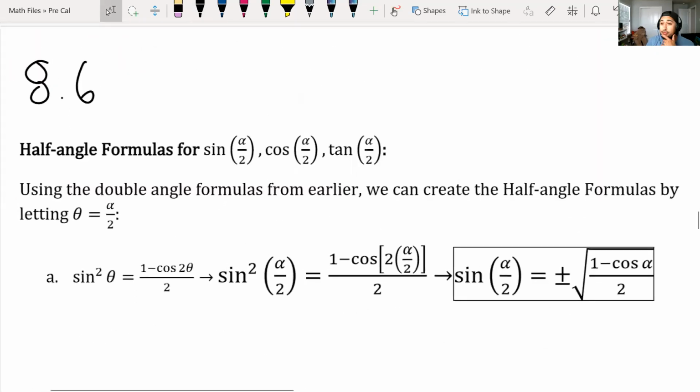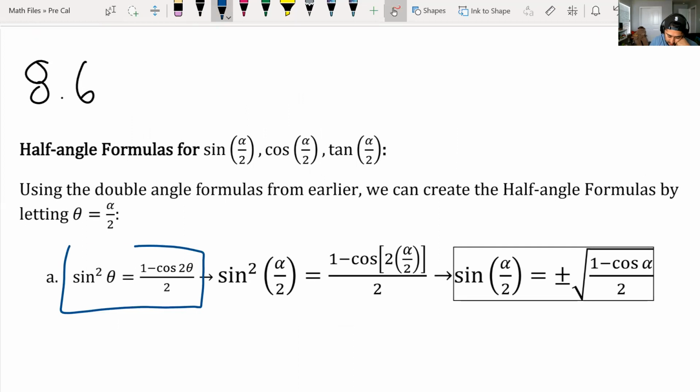the new formula for sine squared that we made last time. That new formula for sine squared was written as 1 minus cosine 2 theta over 2. So now we make a small substitution. We say, right above, let theta equal alpha over 2. So if theta equals alpha over 2, that substitution comes in right here.